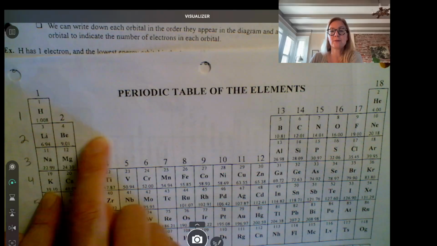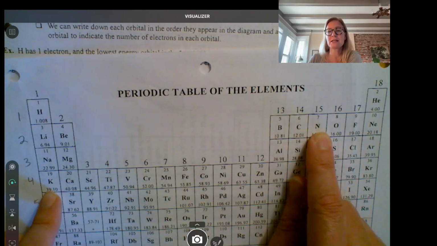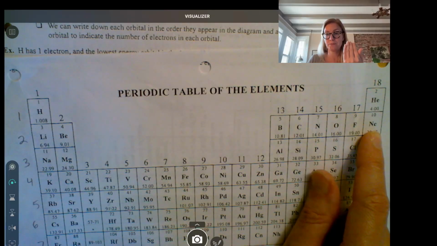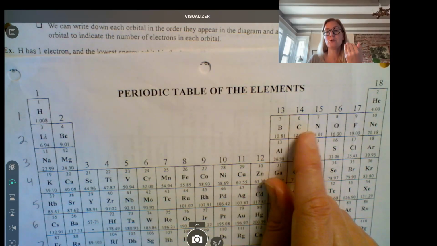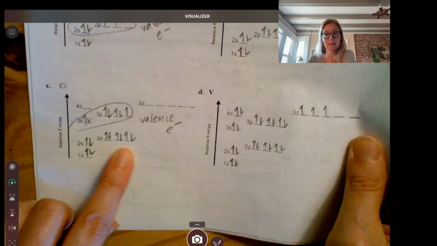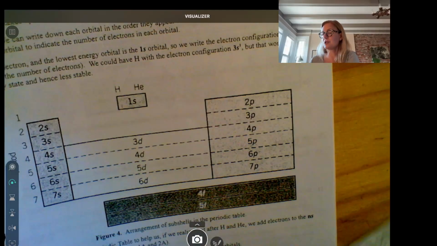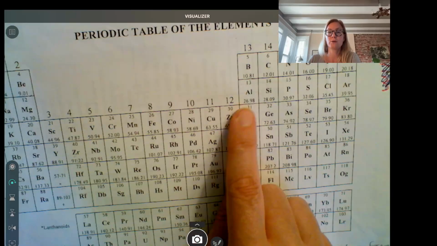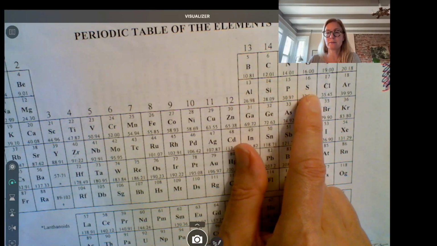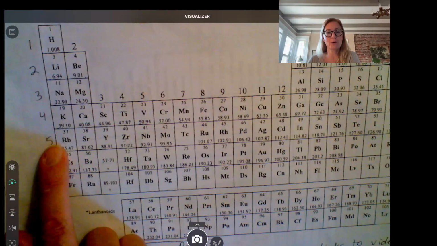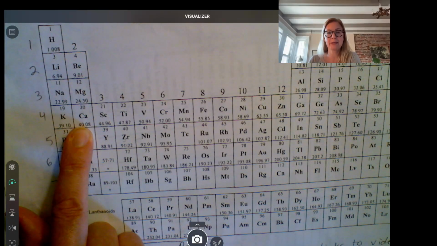After 2s is filled, then we go to 2p, and each of these represents an electron filling in p. Remember, p can hold 6 electrons total: 2p1, 2p2, 2p3, 2p4, 2p5, 2p6. Once 2p6 is filled, then you go to the 3rd energy level, the 3rd row: 3s1, 3s2, 3p1, 3p2, 3p3, 3p4, 3p5, 3p6. Then we go to the 4th level, 4s1, 4s2.